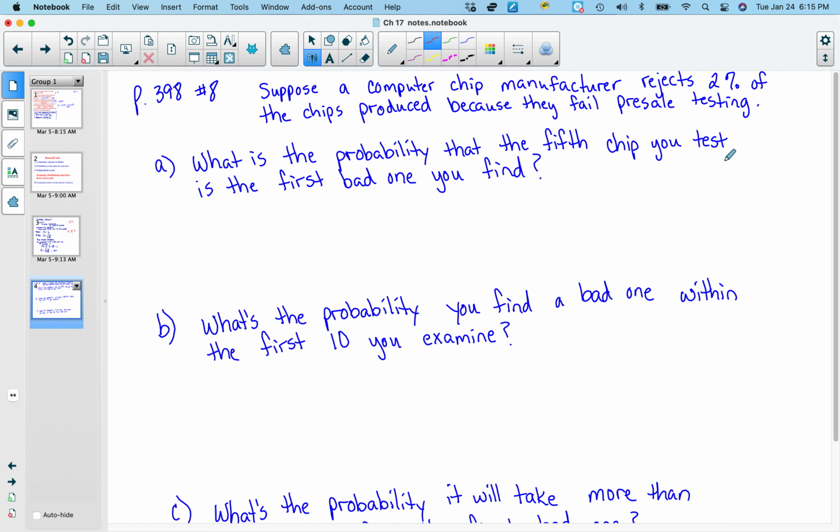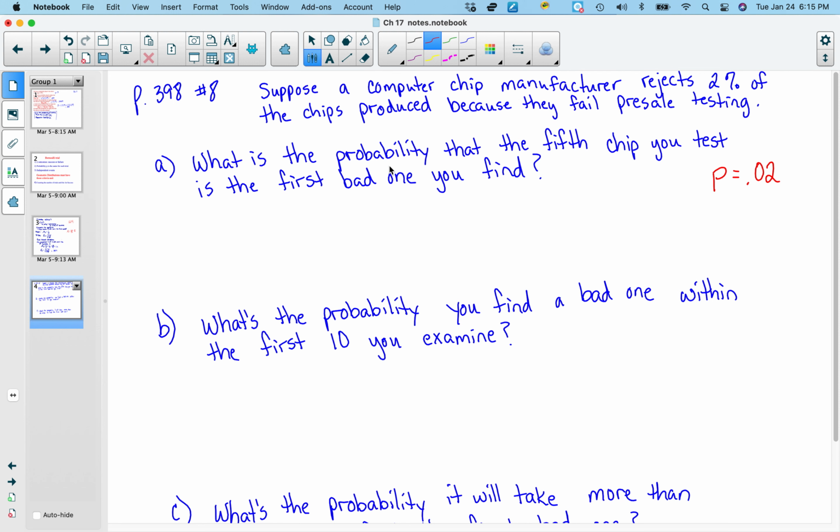When you think about the probability of success for this problem, a lot of times we think that means it has to be a good thing. Well, in this case, we're talking about the probability of rejecting it, that it's a defective chip. So the probability of success is 0.02.